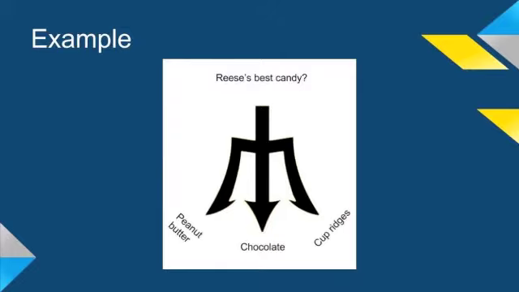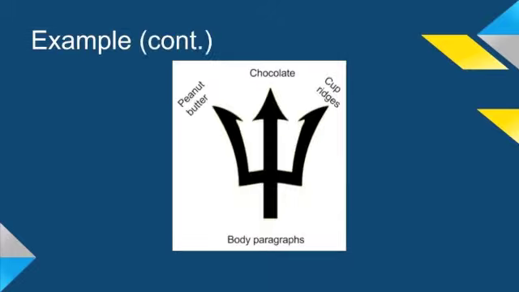Okay, so these three parts, the peanut butter, the chocolate, and the cup ridges, will eventually lead into our body paragraphs. But that's another discussion for another day.